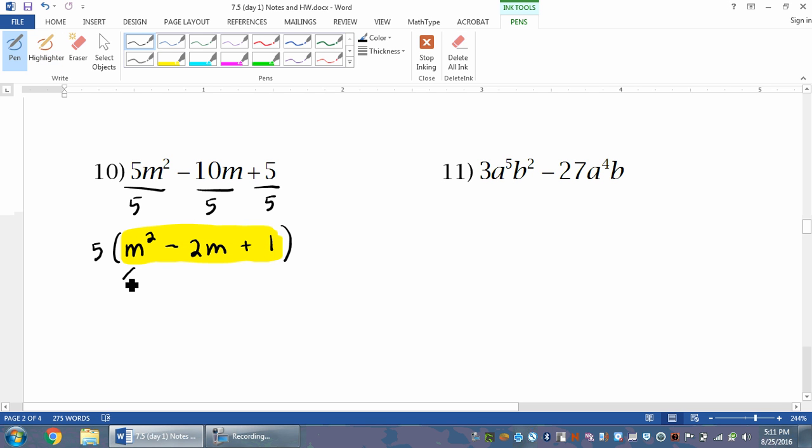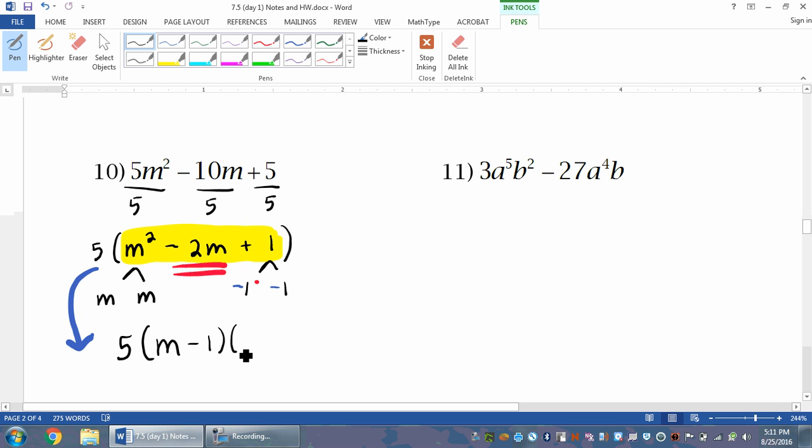Let's check. M squared, I factored into m and m. And the only two numbers that make 1 are 1 and 1. Again, I'm looking for combinations of 1 that add to -2. Be careful, 1 plus 1 is +2. But again, that's an easy fix. They both become negative. Again, don't forget on that original 5 that you pulled out. And my factors are going to be m - 1 times m - 1.